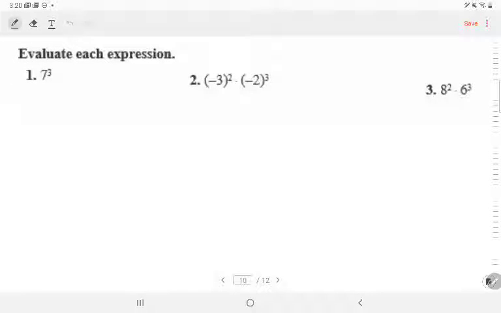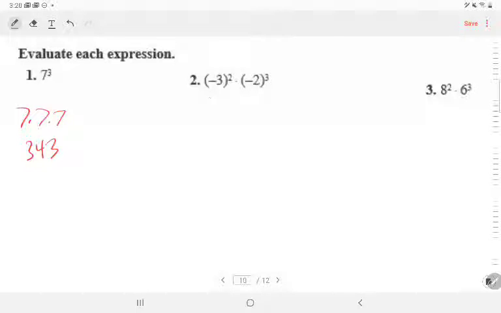Now it says evaluate the expression. So evaluate means kind of like solve the expression. So take it down to its simplest form. So 7 to the third power would be 7 times 7 times 7. That would be 343. Okay?